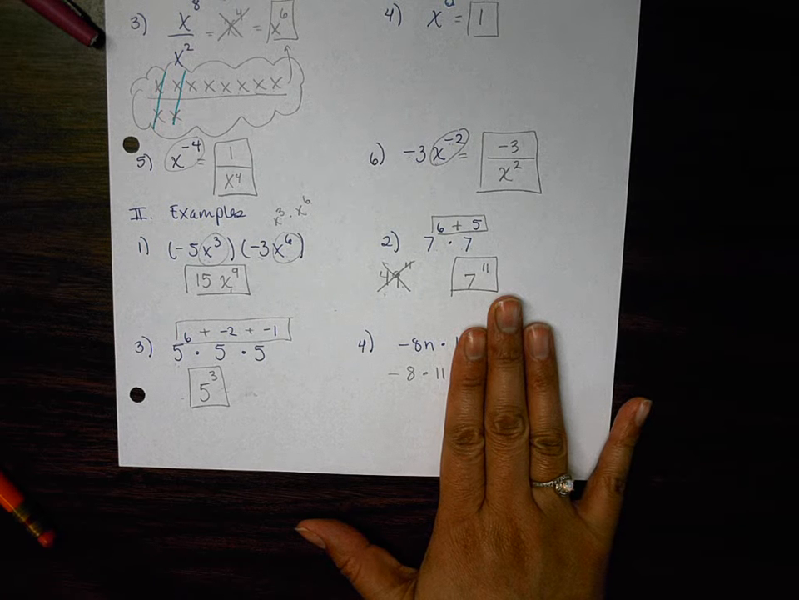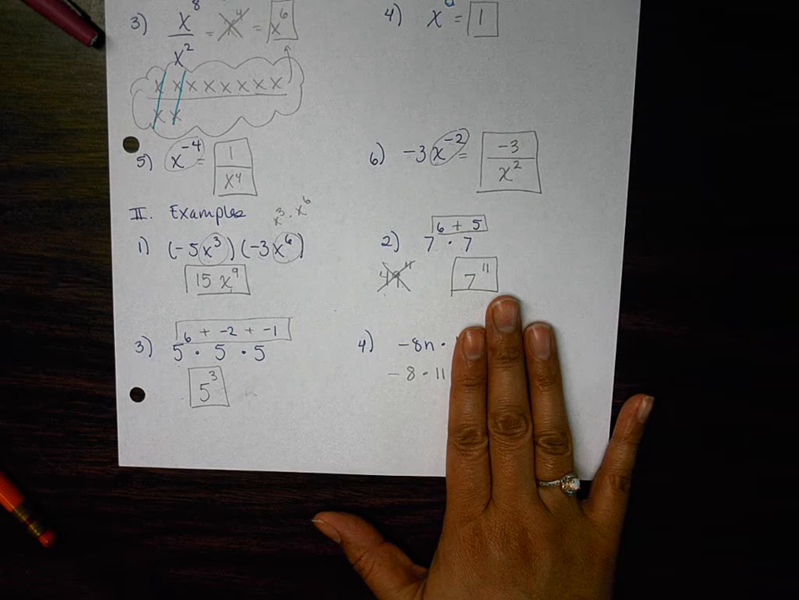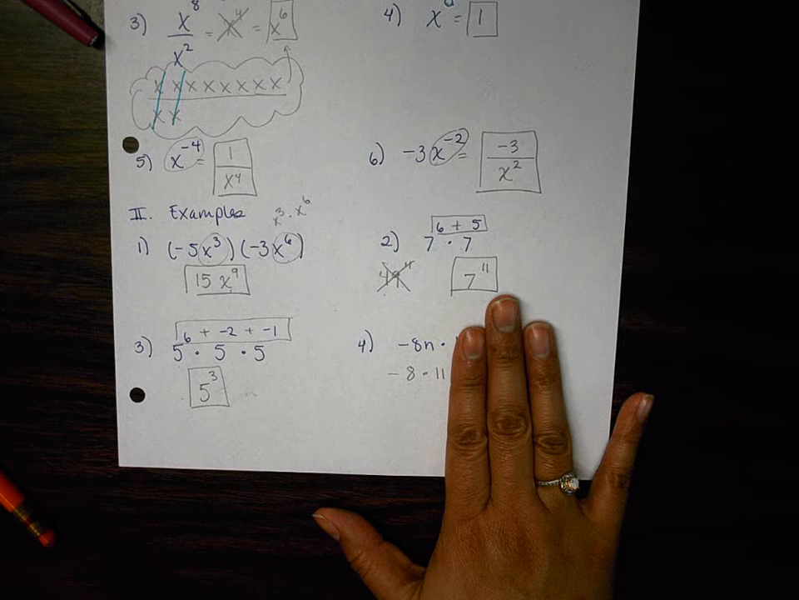Sartaj, can you tell me what you would do if you saw this on a homework assignment? -8 times 11. That's it. That's all you saw. What would you do? -8 times 11. You're correct. Yep. Okay, so what is -8 times 11?